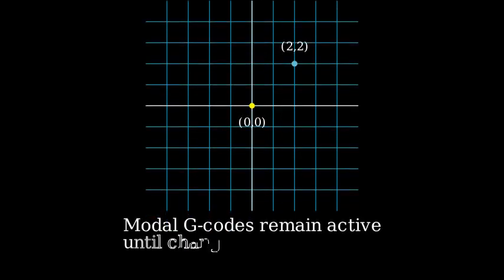Remember, these modal commands stay active until explicitly changed. This makes G-code programming more efficient, since you don't need to specify these commands in every line of code.